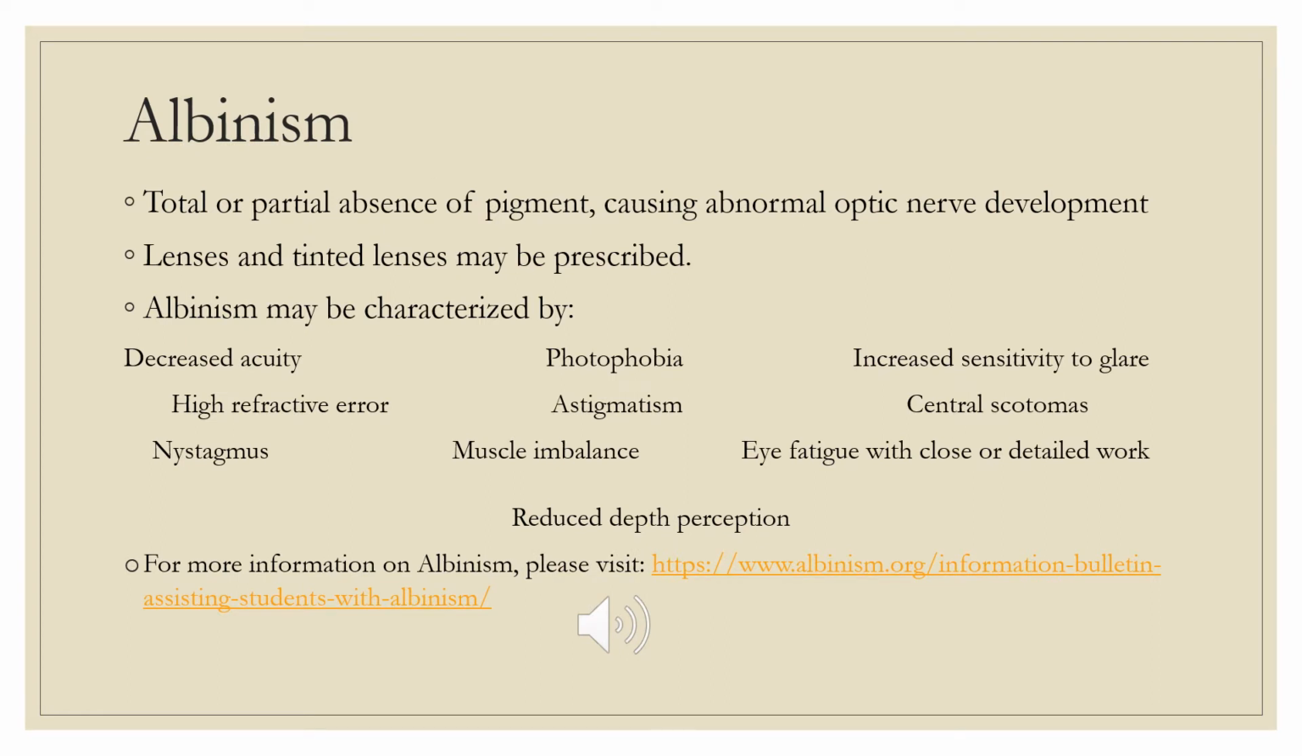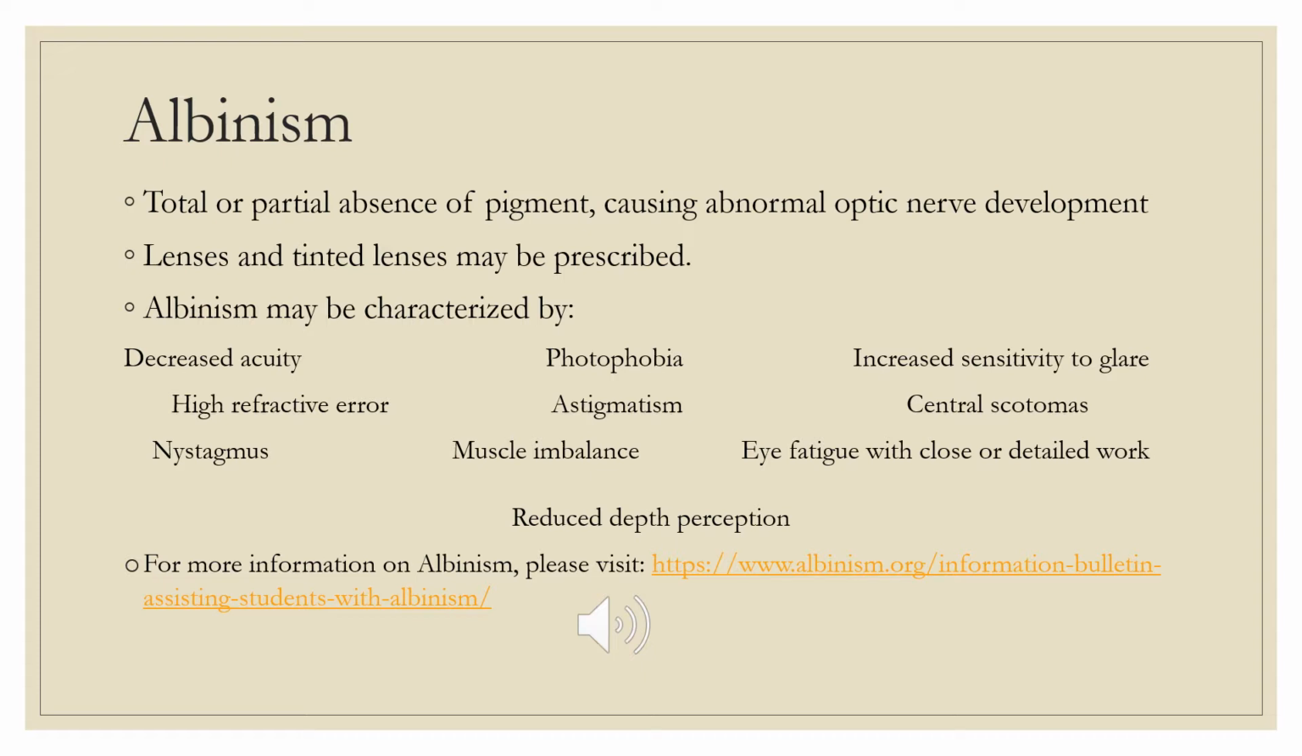Albinism is the total or partial absence of the pigment of the eye, causing abnormal optic nerve development. Lenses and tinted lenses may be prescribed by your doctor. Characteristics of albinism can include decreased acuity, nystagmus, muscle imbalance, photophobia, increased sensitivity to glare, eye fatigue with close or detailed work, and can also include reduced depth perception.